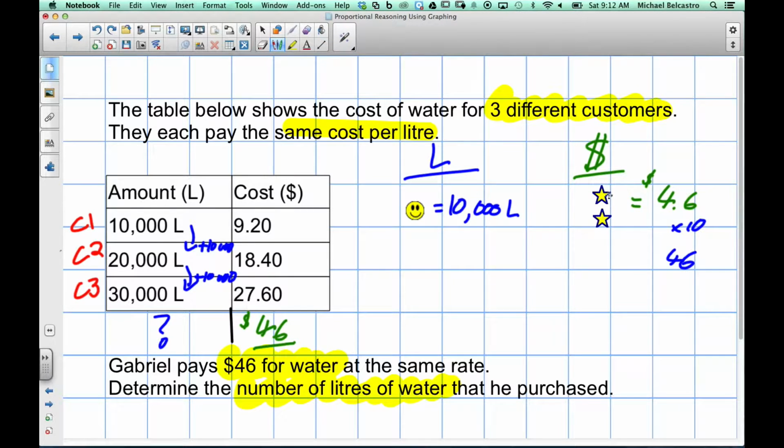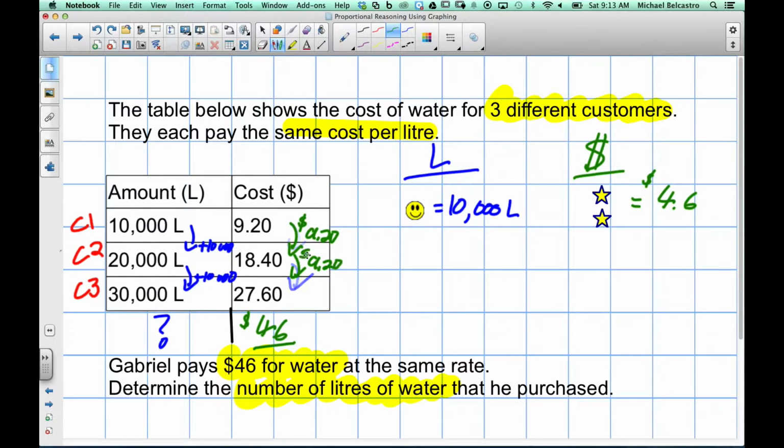So if each star equals $4.60, I just need 10 stars, okay? And we know that every 10,000 liters is $9.20, so I need 2 stars for every 1 happy face, all right? Because these 2 stars represent that $9.20, and then it goes up to 10,000 liters. And that's what the value is increasing by on our money amount. Our money is increasing by $9.20 each time.